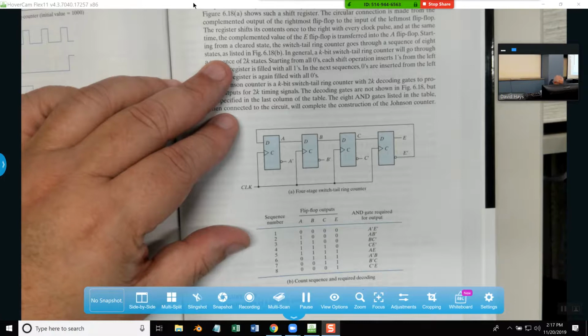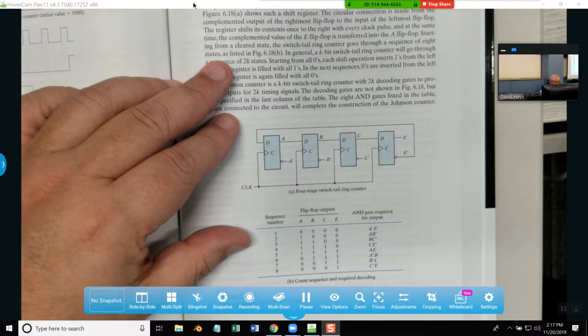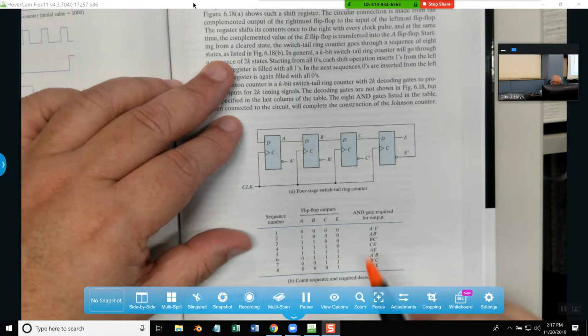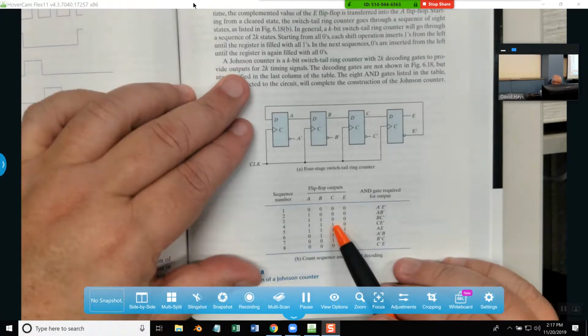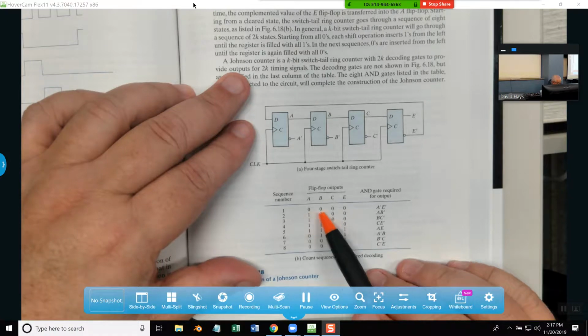I don't need to read that. First off, 0, 0, 0, 0. So we've got all these as zeros. Well, this one is being complemented, so this is going to a 1, and that feeds back into here. And that's why the A becomes a 1. Then all the rest of these are still 0.